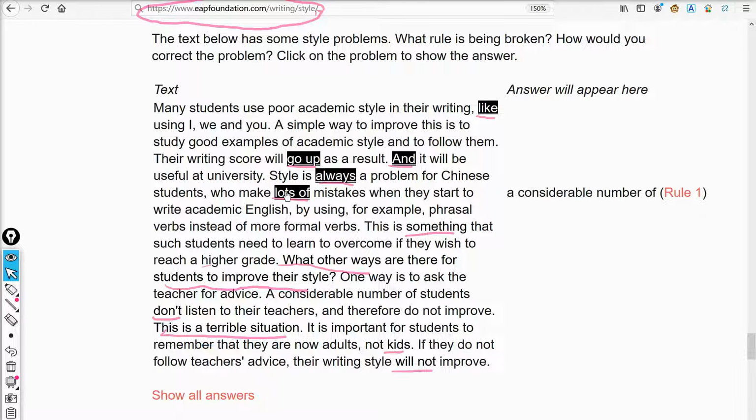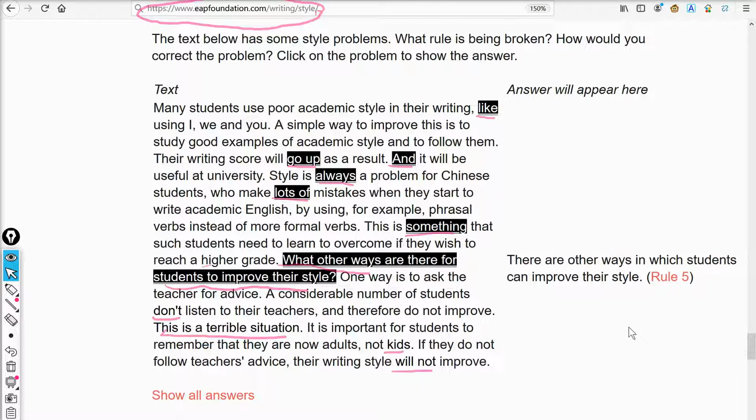The next problem is something. This is rule 7. Use precise words instead of words like thing or something. A better alternative here is a problem. So the next style problem is this question here. Remember to use statements instead of questions. This is rule 5. So this statement would be better. There are other ways in which students can improve their style.